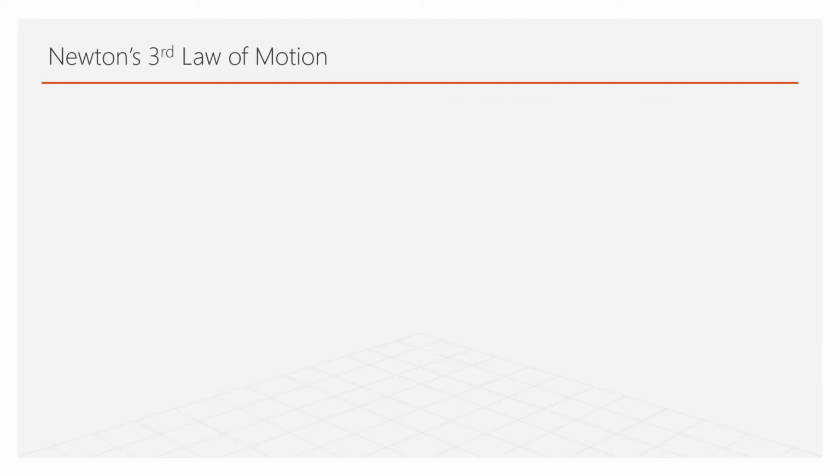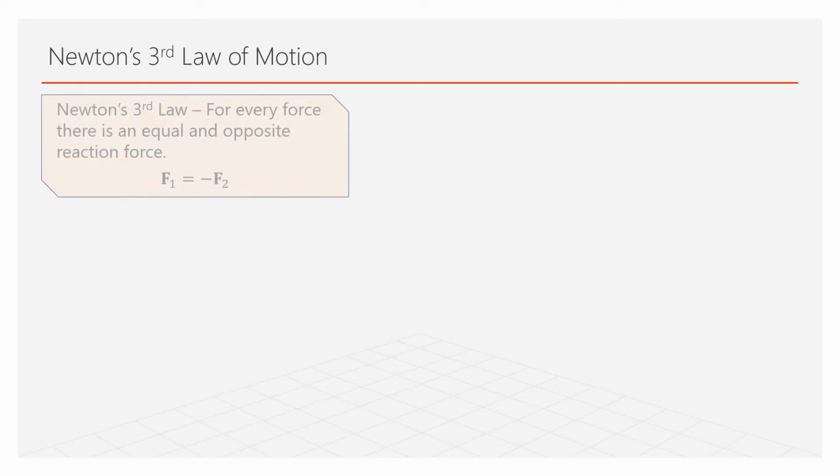Let's now discuss Newton's third law of motion. Newton's third law says that for every force there is an equal and opposite reaction force. For example, if a hammer strikes a nail, the hammer acts on the nail with an impact force to drive the nail into a piece of wood.